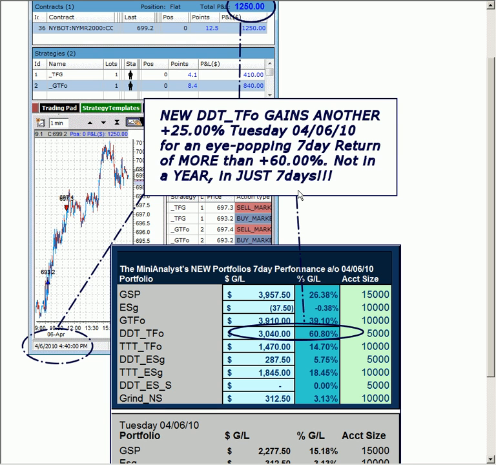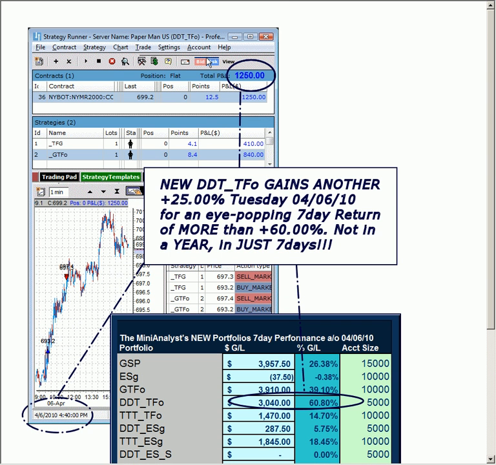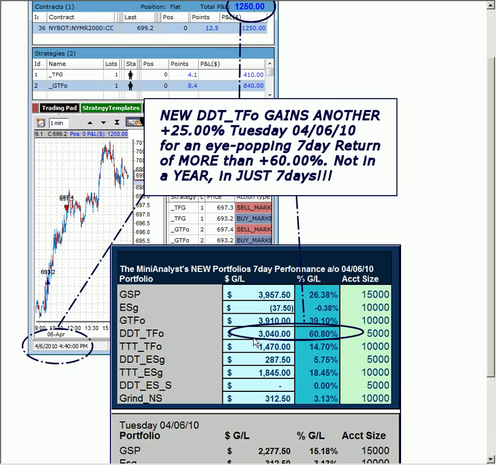35 is mouth-watering, essentially. Certainly safe risk. Mouth-watering from an annualized perspective, but 35% in 4 days, and now here it was at it again. Yesterday took the day off, I believe. Monday didn't trade. And here another banner day, $1,250 for the DDT TFO yesterday, trading TFG and GTFO systems, up $3,000 on a $5,000 account. So per $5,000, you've made $3,000, over 60% for the DDT TFO. Gains another 25% Tuesday, an eye-popping return of 60%, not in a year, but just in 7 days, for this portfolio.